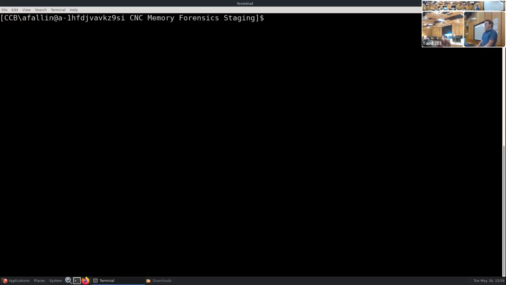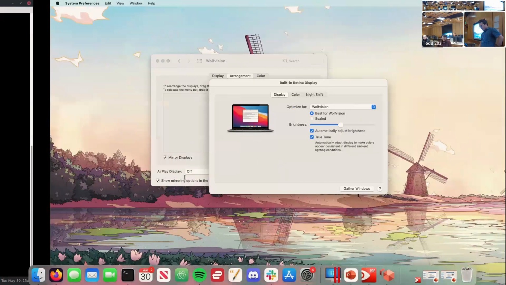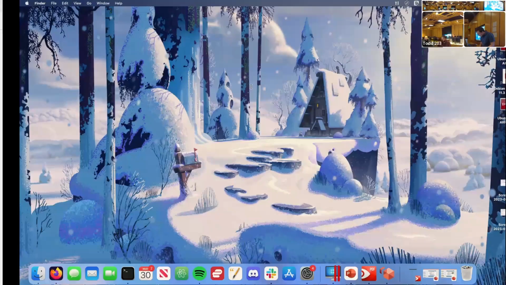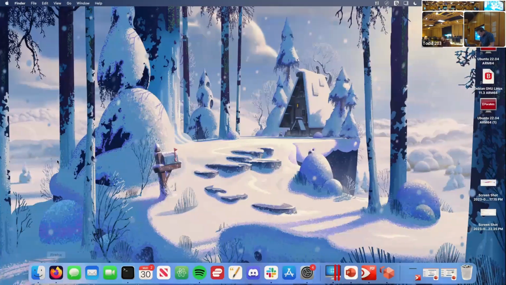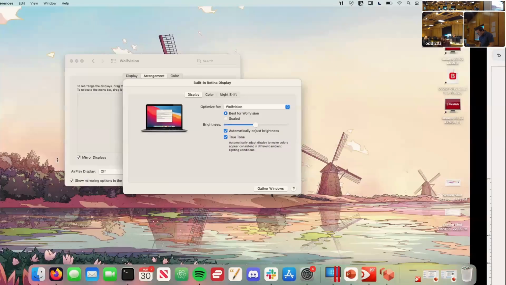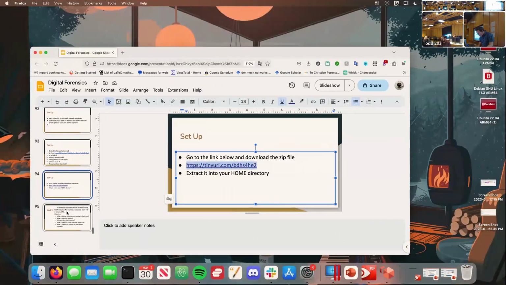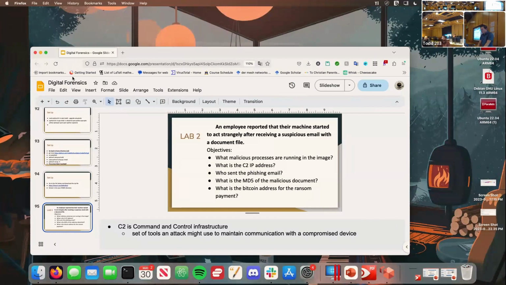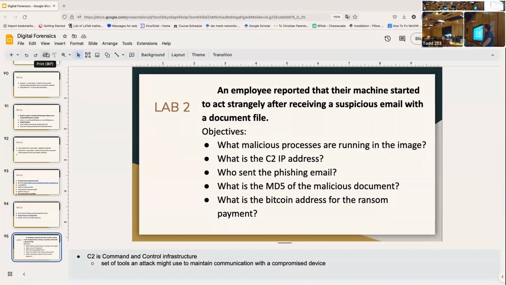All right, it is 4 o'clock. We are going to move on and actually do some memory forensics. Because we are a little more pressed for time, we're going to dive into one of the actual labs and see some of the fun digital forensic stuff we can do. So we're going to dive right into this.